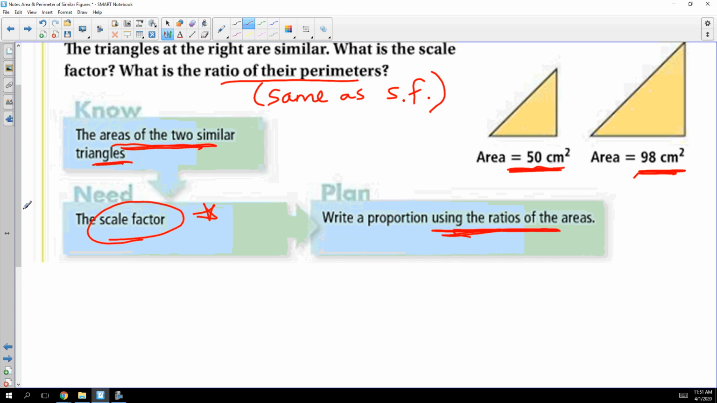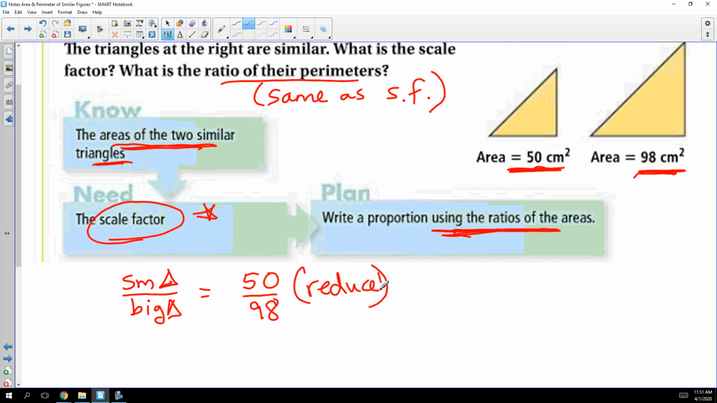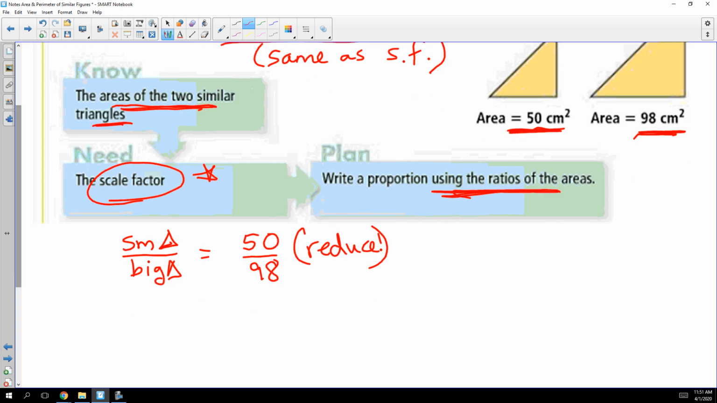Let's compare the small triangle to the big triangle. So I'm going to put 50 over 98. And before I do anything else, I notice that it's reducible. So I'm going to go ahead and reduce, right? And when I reduce, if I divide them both by 2, then I'm going to get 25 over 49.